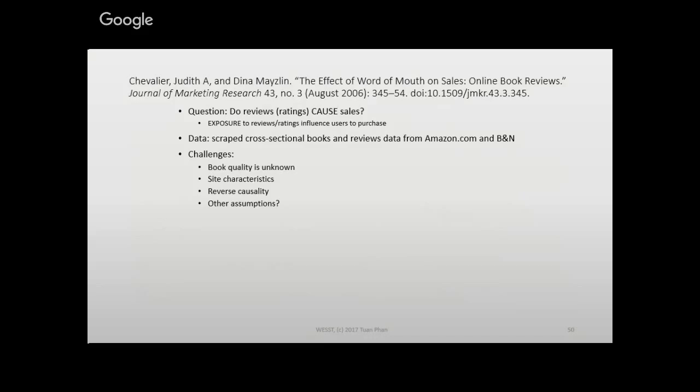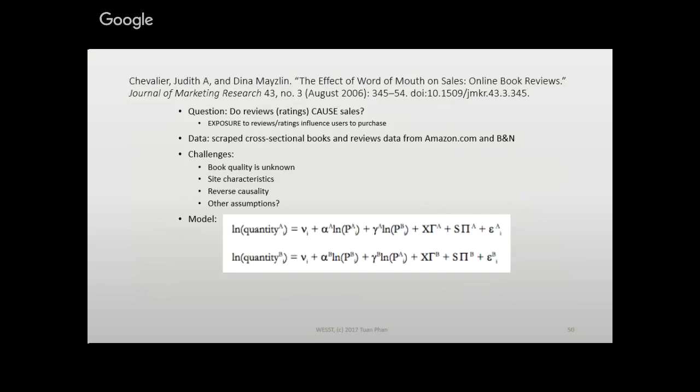But there are also other things like site differences. Maybe people who use Amazon are different than people who use Barnes & Noble. And then maybe there's some sort of reverse causality. Again, if you like the book, you write positive reviews. It's not that the reviews are causing the sales. Okay. But the model they use looks like this. They use the superscripts A and B for Amazon versus Barnes & Noble. They take logs just because the data are very skewed. They look at the price of the book on Amazon, the price of the competitor Barnes & Noble, and some of the other factors in the reviews and ratings of the books.